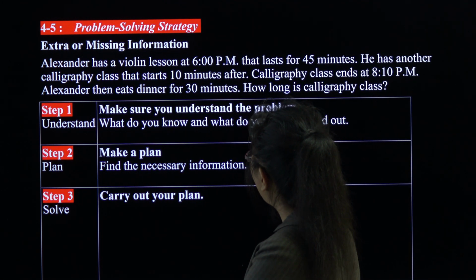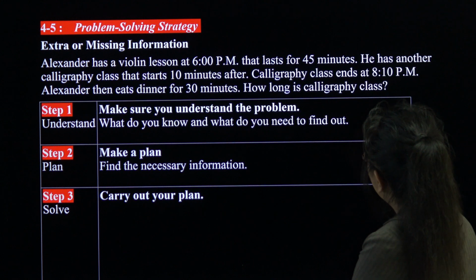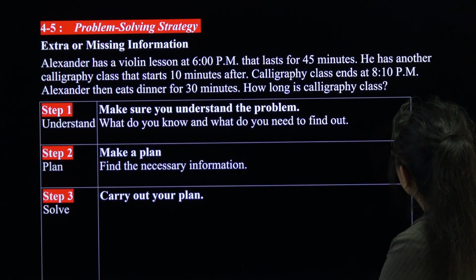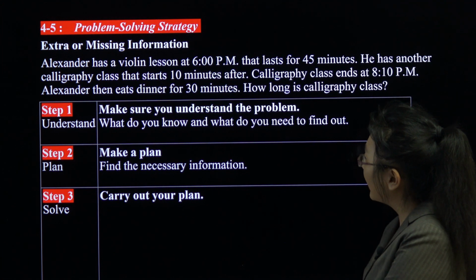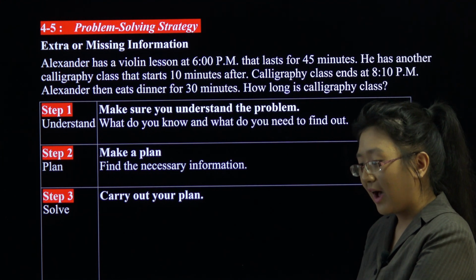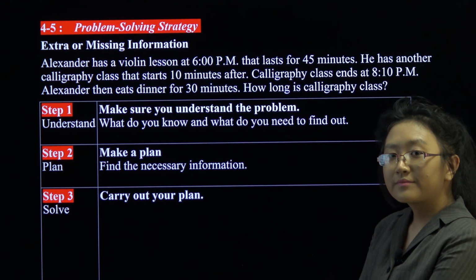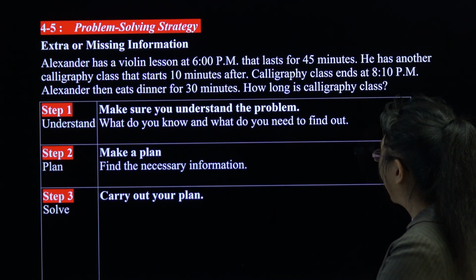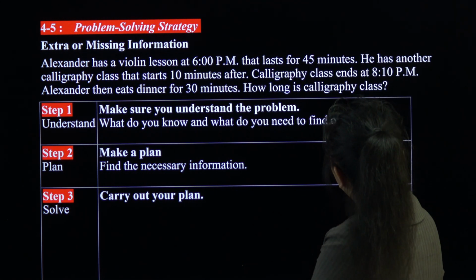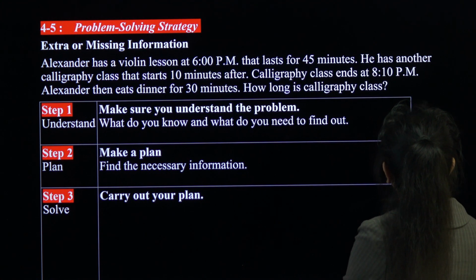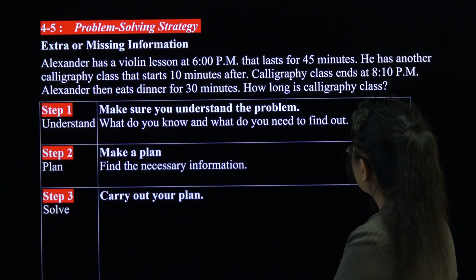Alexander has a violin lesson at 6 p.m. that lasts for 45 minutes. Okay, he has another calligraphy class that starts 10 minutes after. Calligraphy class ends at 8:10 p.m. Alexander then eats dinner for 30 minutes. How long is calligraphy class?